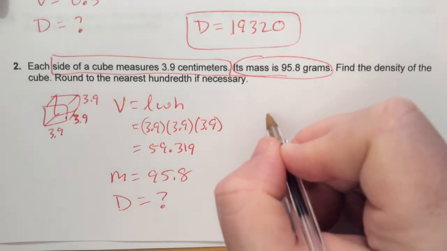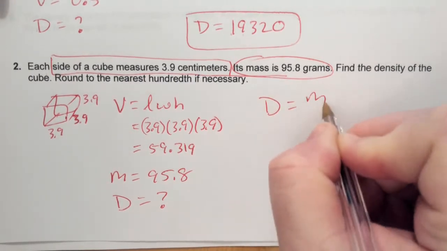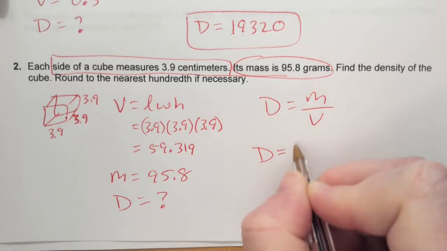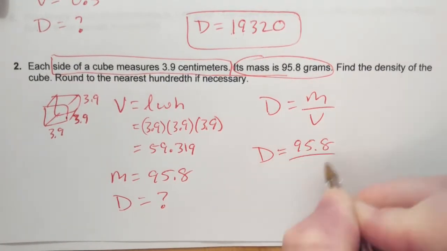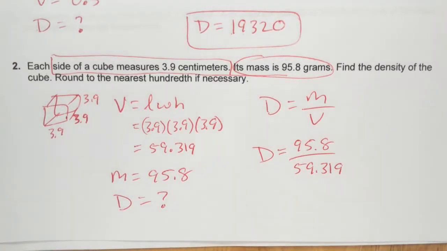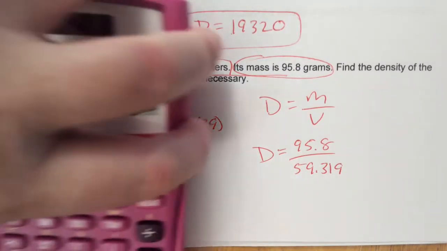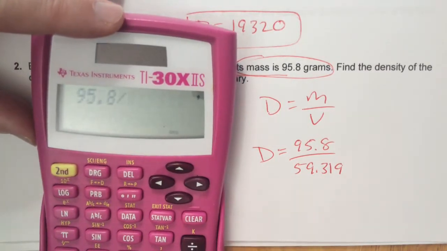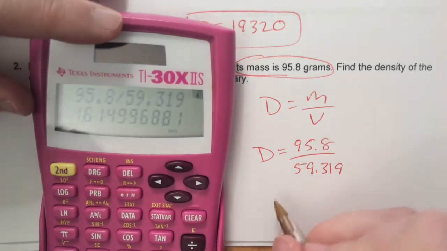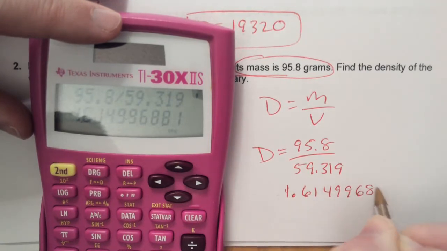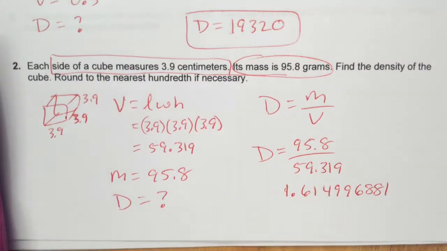All right, so D equals mass over volume. Okay, plug in what you know. I don't know what D is, but mass was 95.8. Volume was 59.319. Oh, that's pretty simple again. You just type that into your calculator. 95.8 divided by 59.319. You put that in the calculator, you get 1.614996881.